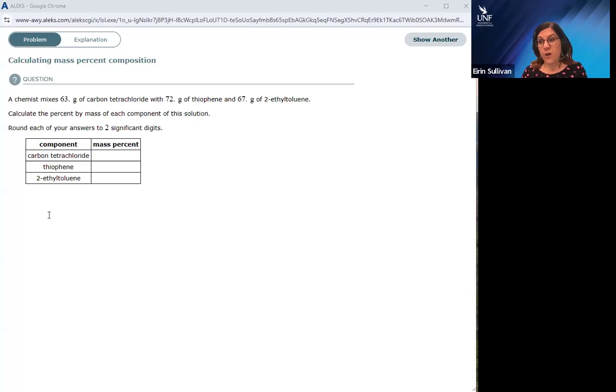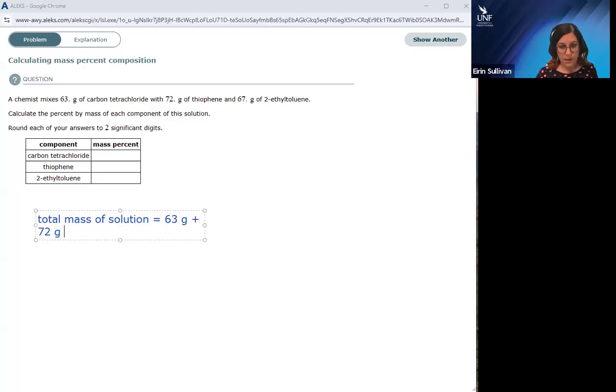So unless you go ahead and work out the moles of each, you don't know for sure which one the solvent is. So first of all, the total mass of the solution is what you're going to have to work out. That's going to be all the components added together. So in this case, it's going to be 63 grams of the carbon tetrachloride, the 72 grams of the thiopene, and the 67 grams of the 2-ethyl toluene.